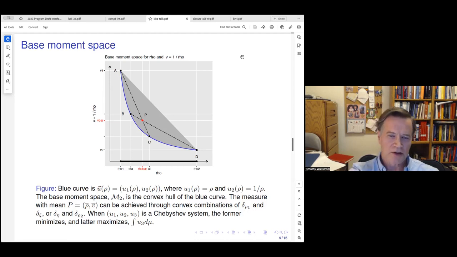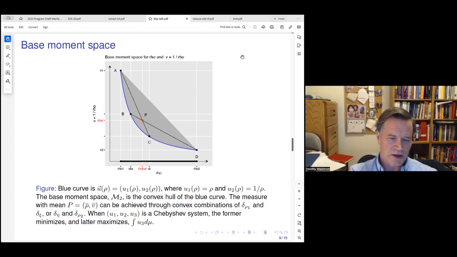Then the other thing you can do is start with a similar measure by drawing a line between D and B. And so you have these two special measures. They're both sums of point measures, and those measures actually give you the extremal values. So if you're interested in another generalized moment, you just evaluate that generalized moment with respect to these point measures.